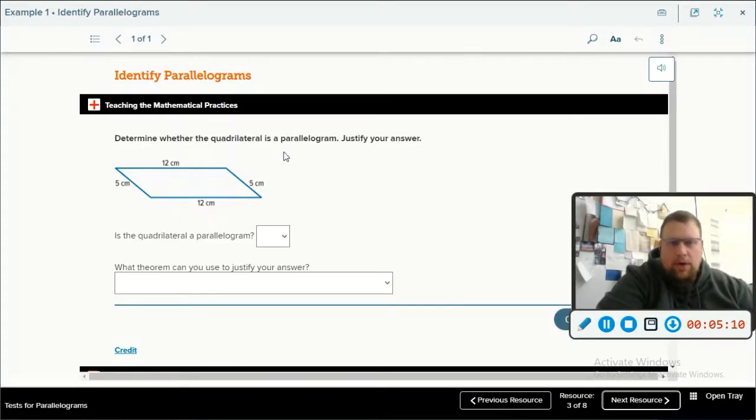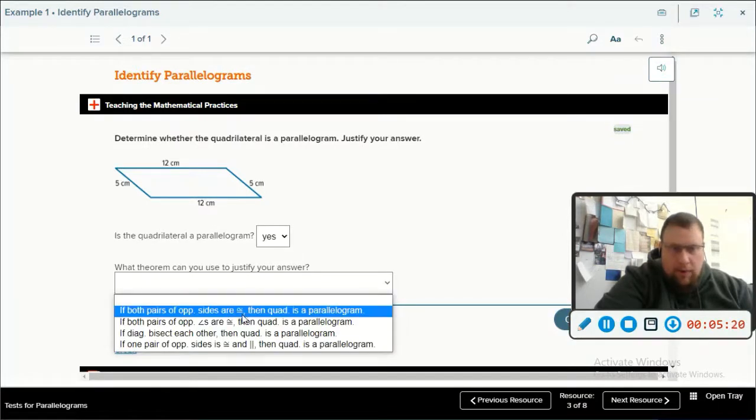Determine whether the quadrilateral is a parallelogram. Justify your answer. Well, let's look at it. Opposite sides are congruent. Yes, it's a parallelogram. How do we know it? Well, if both pairs of opposite sides are congruent, then the quadrilateral is a parallelogram.